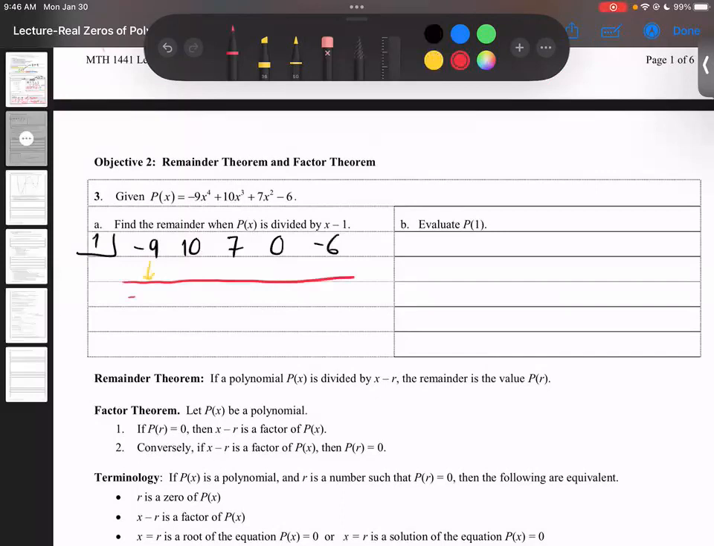Bring down the -9. -9 times 1 is -9. 10 plus -9 is 1. Then 1, 8, 8, 8, and then -2. So what did you get? -2 is your remainder. Oh, +2, thank you, sorry about that. +2 is your remainder.